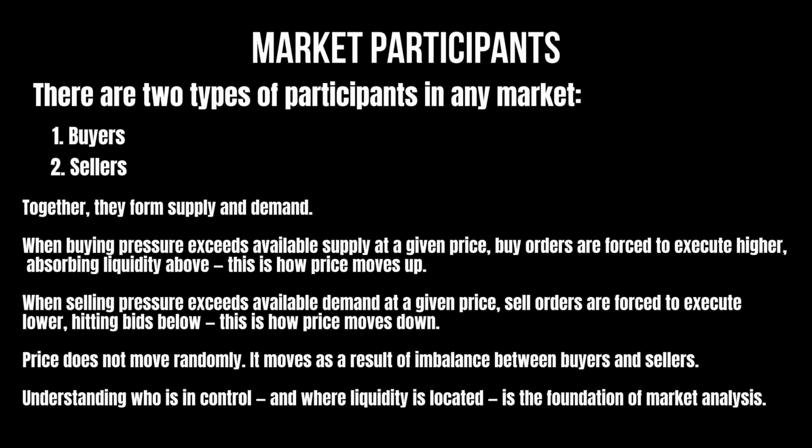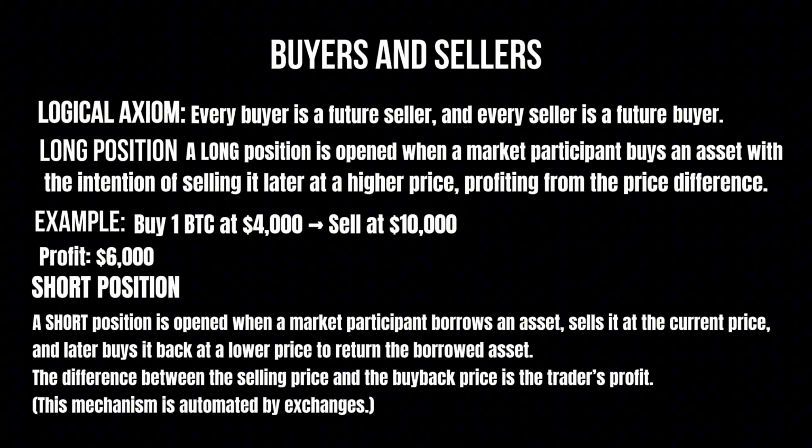Market participants. There are two types of participants in the market, buyers and sellers. Together, they create supply and demand. When demand is strong and available supply at nearby prices cannot satisfy it, buy orders move higher and absorb liquidity at higher prices. As a result, the price of the asset rises. When supply is strong and there is insufficient demand at nearby prices, sell orders move lower and execute at cheaper levels. As a result, the price of the asset declines. A logical principle. Every buyer eventually becomes a seller, and every seller eventually becomes a buyer.